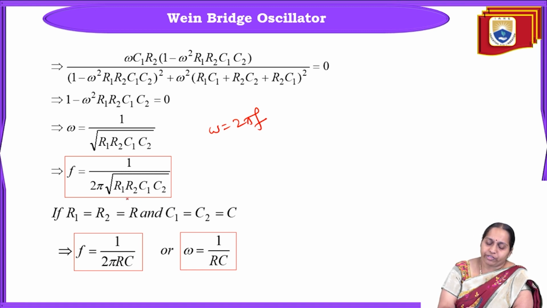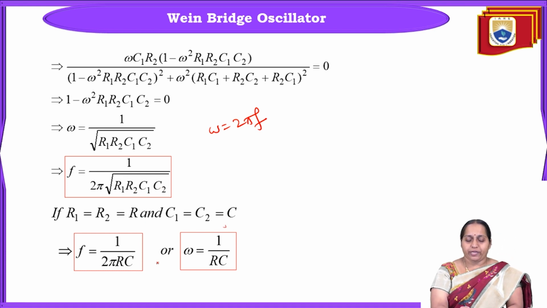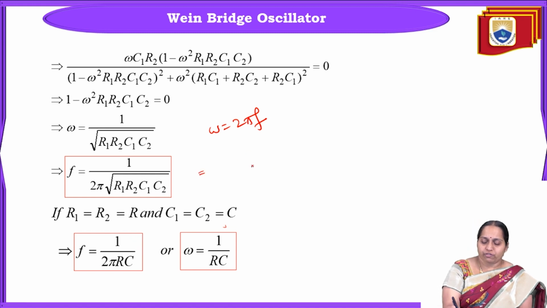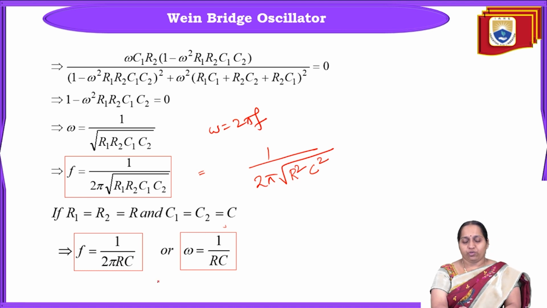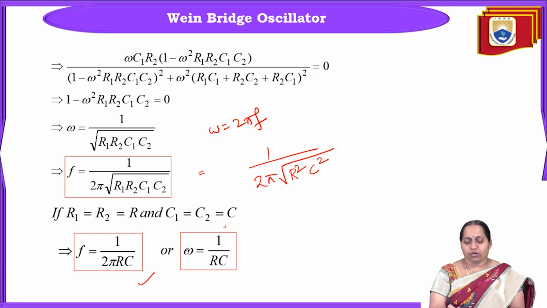Now, if we let R1 equal to R2 equal to R and C1 equal to C2 equal to C, then you have 1 by 2 pi root over, so this will be equal to what? R1, R2 both are equal to R, then you will get R square, C1, C2 both equal to C, you will get C square. So on the whole it is 1 by 2 pi RC, or simply omega equal to 1 by RC. This is the frequency of oscillations of Wein bridge oscillator.